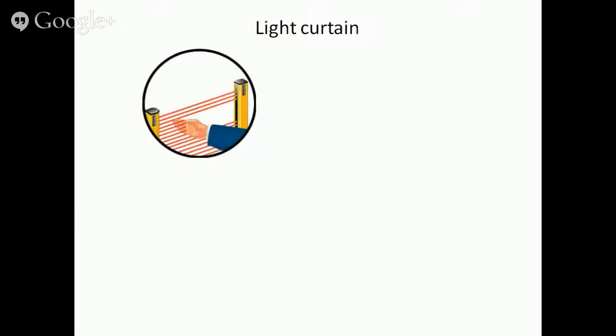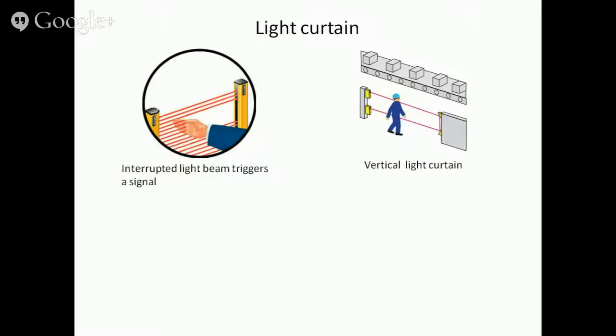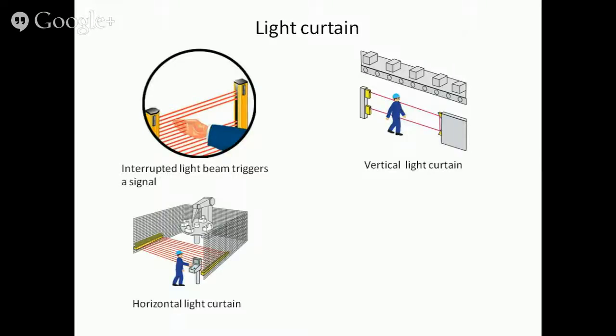Light curtains are an elegant solution if good visibility is required. They are composed of several one-way photoelectric sensors. When the light beams are interrupted, a signal is triggered and the robot stops. Light curtains can be arranged either vertically or horizontally.